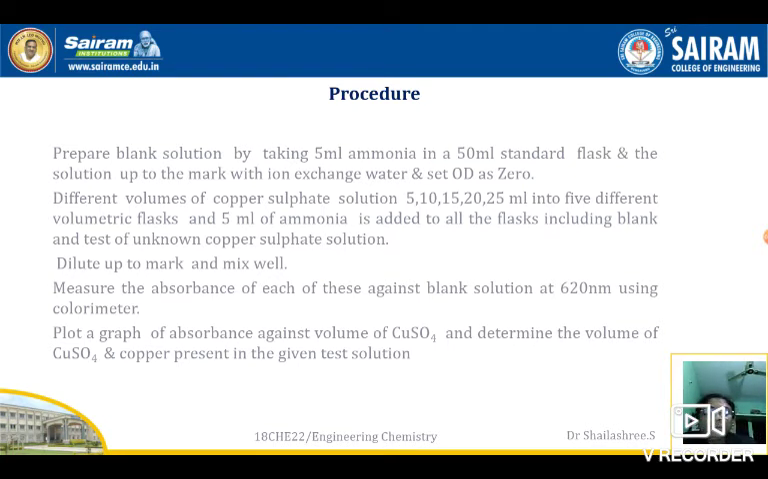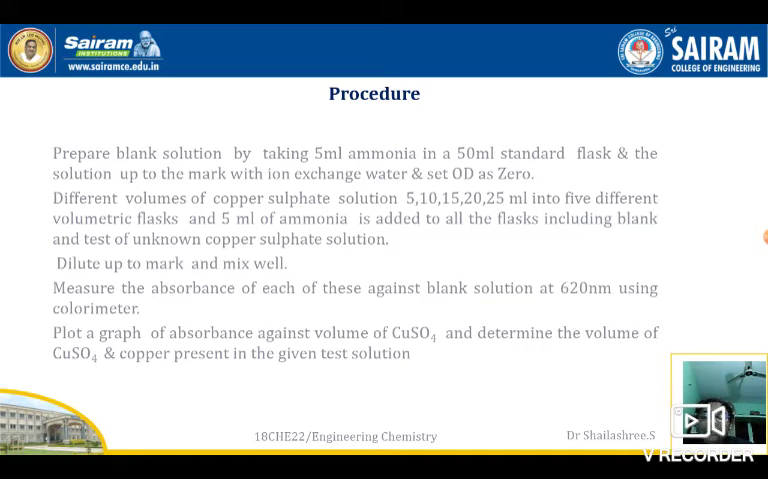In ammonia some impurities may be present. Even those impurities may absorb some amount of light. So to nullify the error caused by the coloring impurities present in the ammonia, we are adding equal amount of ammonia to all the flasks. Fine. After adding ammonia equally to all the flasks, make up the solutions accurately up to the mark. Mix it well and keep it in order. Order means 5, 10, 15, 20, 25 and blank and a test solution.